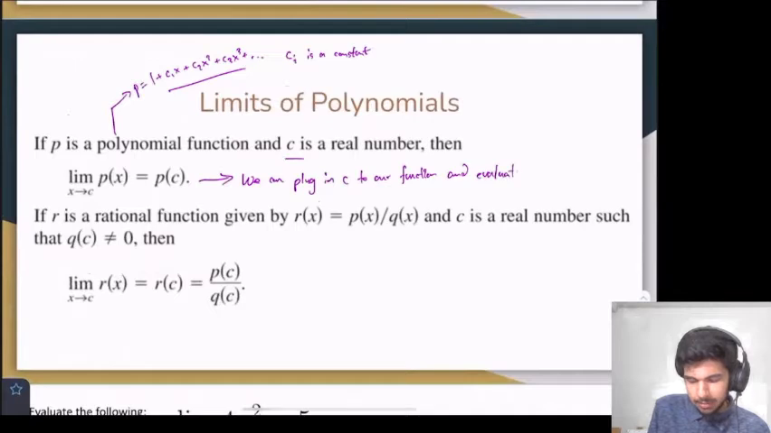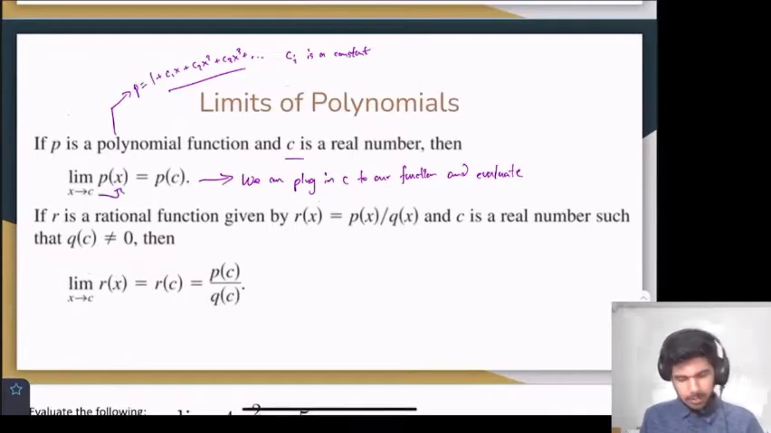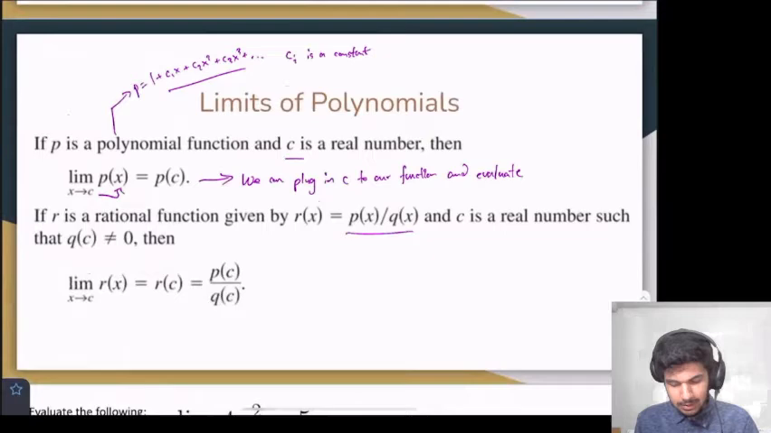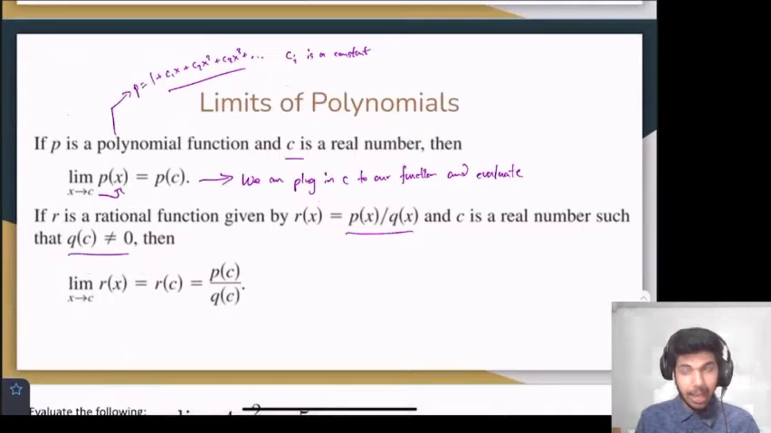That's all it's saying. We just plug the c into here, and we get p of c. Similarly, if r is a rational function, given by r of x equals this expression, and c is a real number such that q of c does not equal 0, and we have that specification because we don't want this to be 0. If it is 0, then we run into issues with things not existing. Then, the limit as x approaches c of r of x equals r of c.